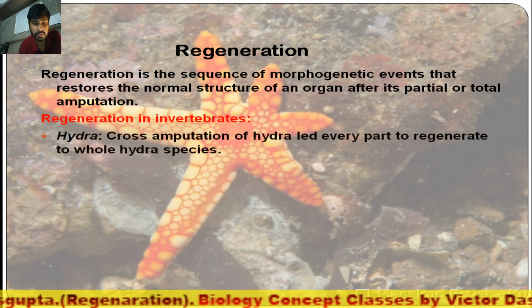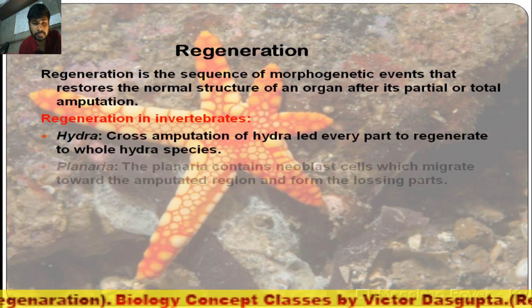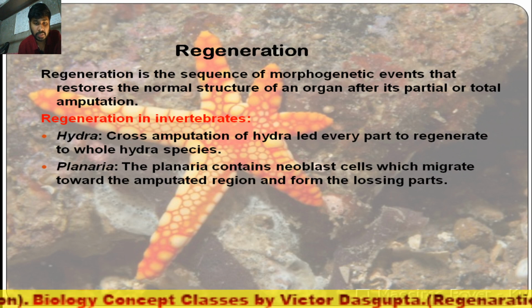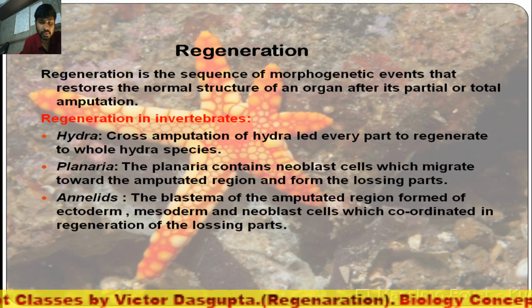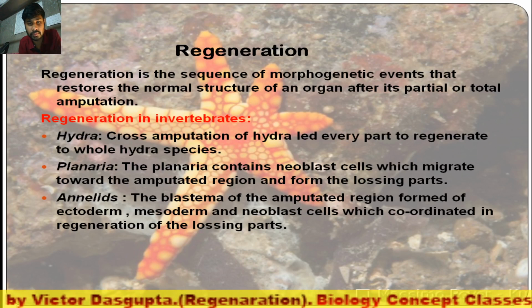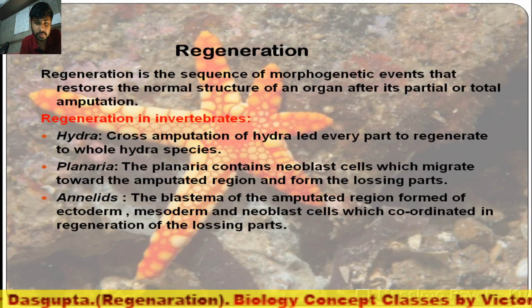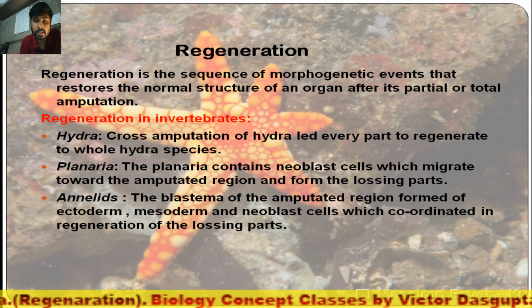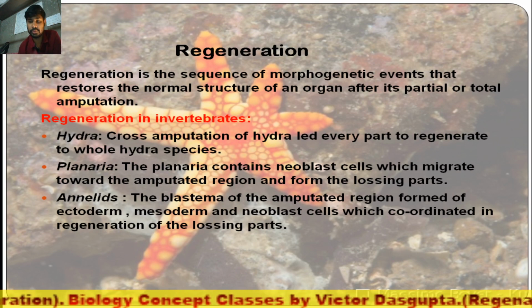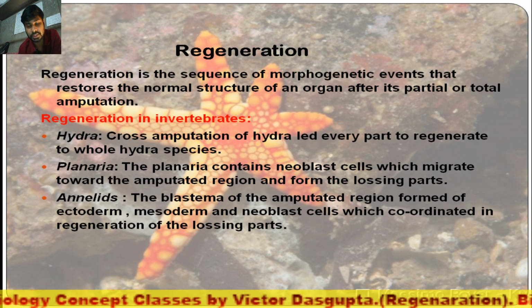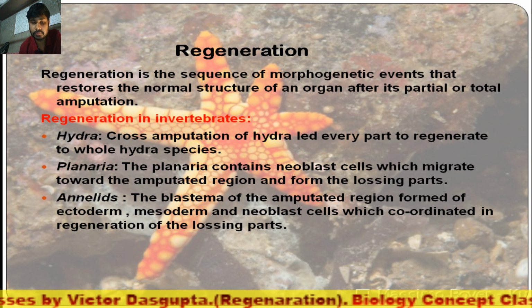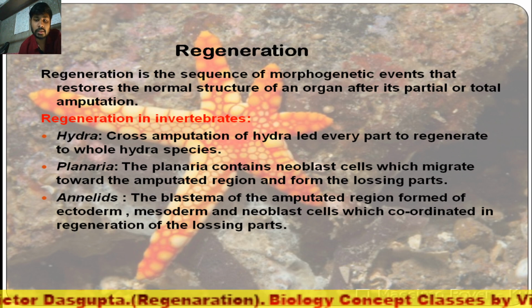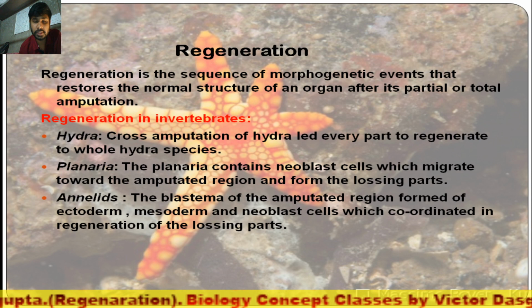Regeneration in invertebrates: first of all, Hydra and Planaria, and the last one is an annelid, which is also an invertebrate. Hydra, we are very familiar with, is a representative of Coelenterata. A cross amputation in Hydra leads every part to regenerate into a whole Hydra. That means any part you dissect will give you a full adult Hydra, so three Hydras if we make three sections.